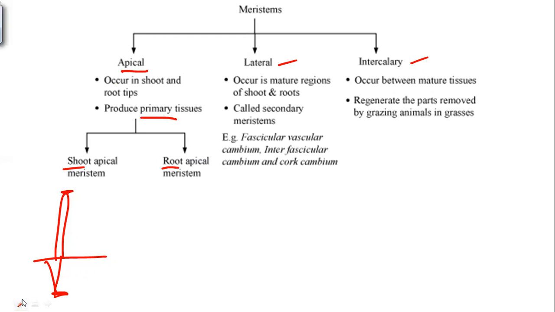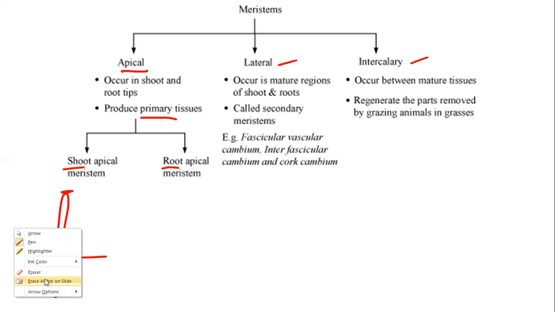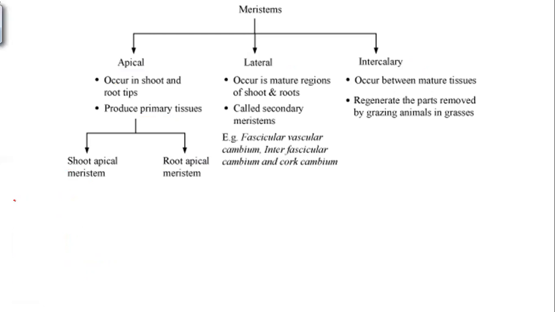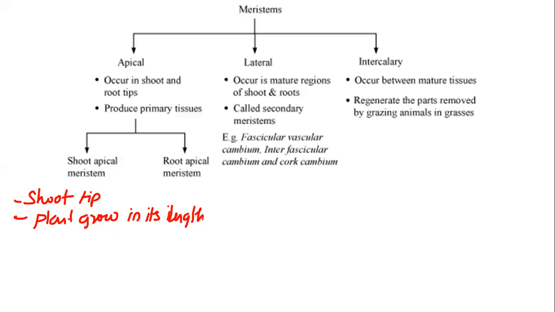When we talk about the characters of apical meristem, it is located in the shoot tip as well as in the root tips, and this helps the plant to grow in its length. So the length of the plant will grow with the help of apical meristem.